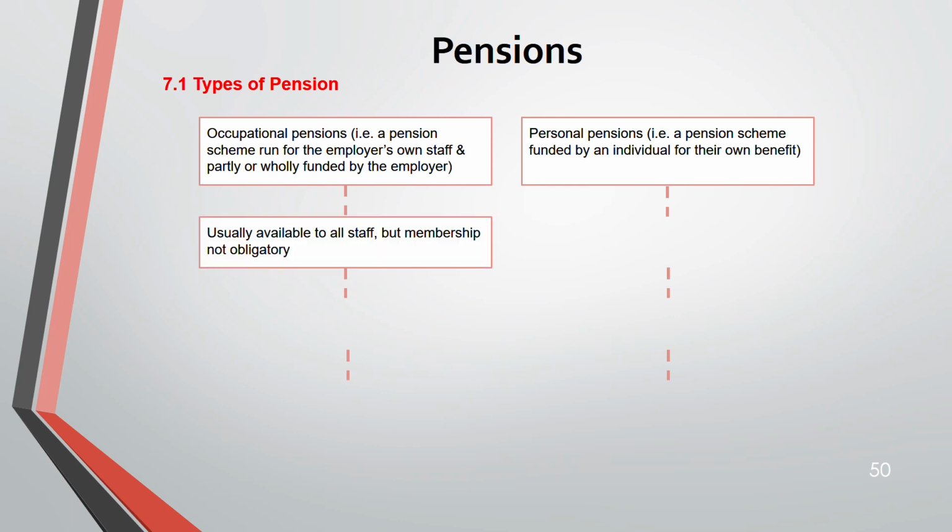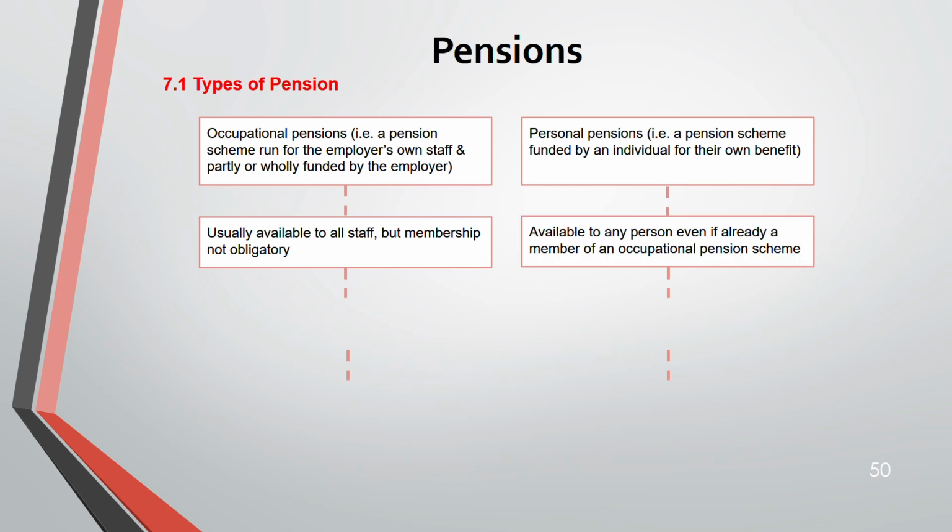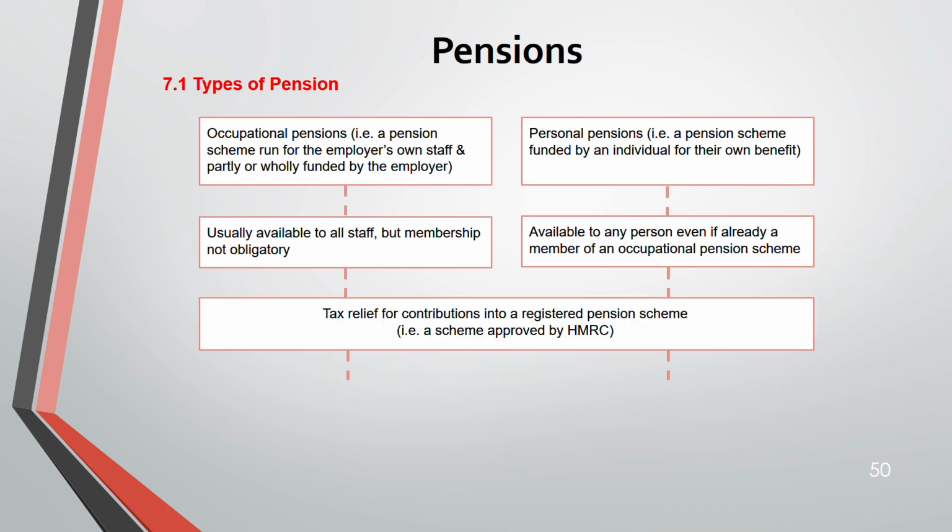Occupational. Membership into this scheme is not obligatory. It might be available to all the staff, but it's not compulsory that you have to be a member in that scheme. Personal. This is available to any person. Even if they're already a member of an occupational pension scheme, they can take part in personal pensions as well.